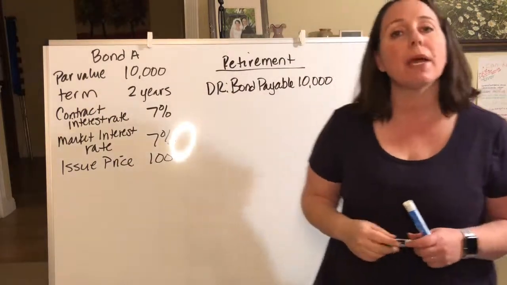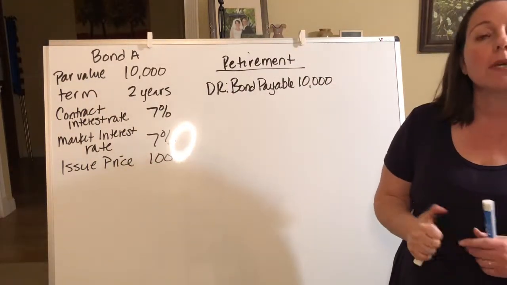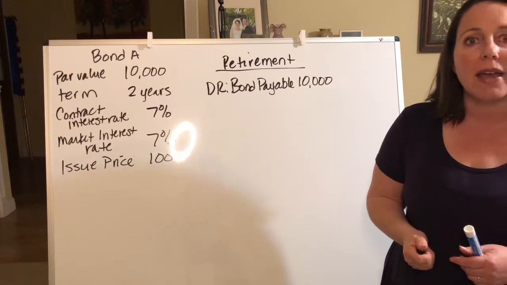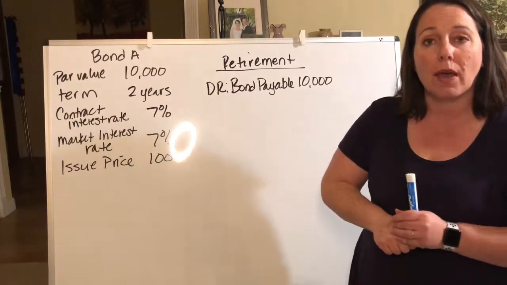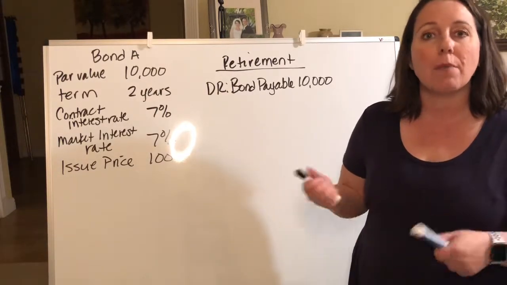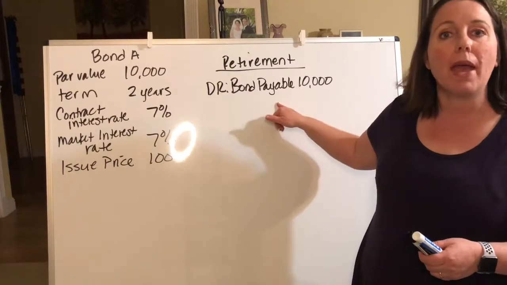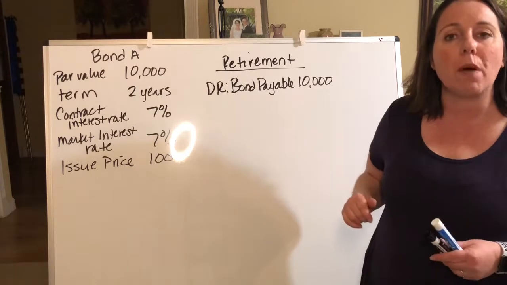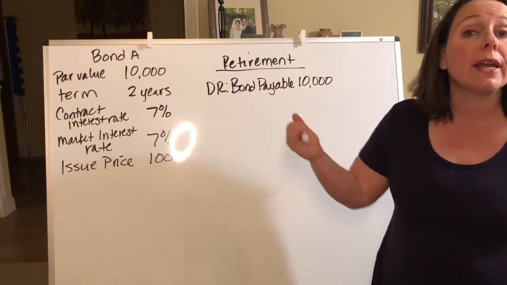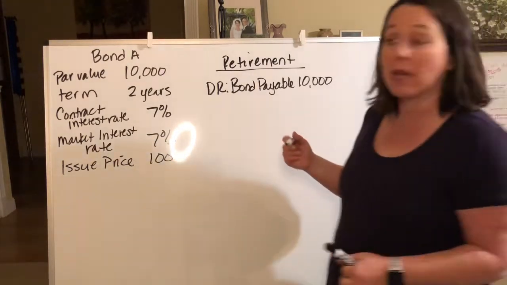We're debiting bond payable for the par value because par value is the cash we pay at the end of the term, okay? Always, whether we've issued at par value, discount, or premium, at the end of the term, we are paying back the face value or par value of that bond. And then the credit is to cash because we have to actually pay the bond.